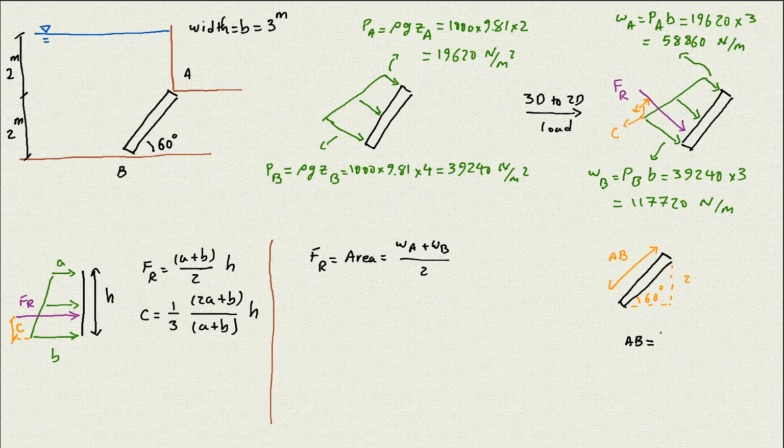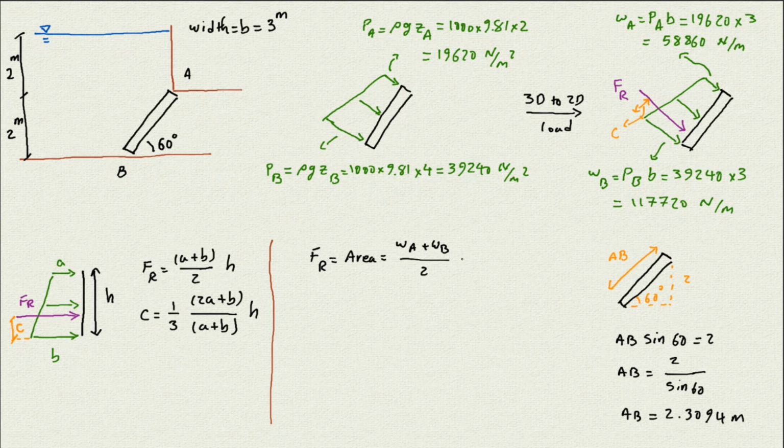So if I want to find the AB, I can write it easier: AB times sine 60 is equal to 2. So I can say the AB is equal to 2 divided by sine 60, which gives us the length of the AB as 2.3094 meter.